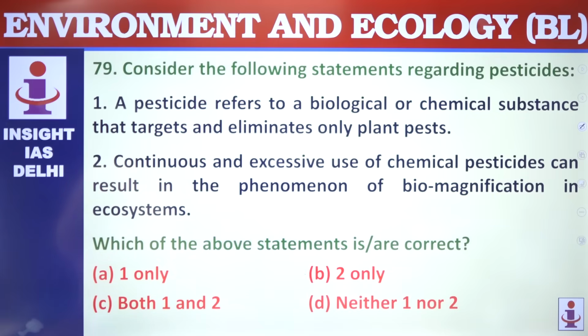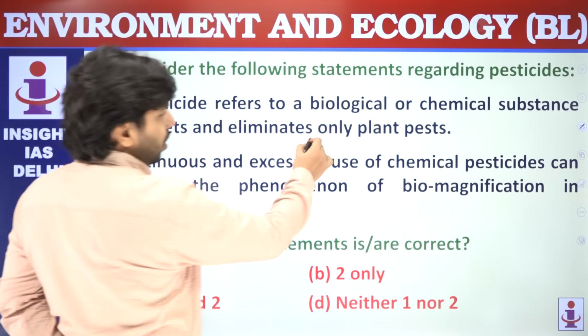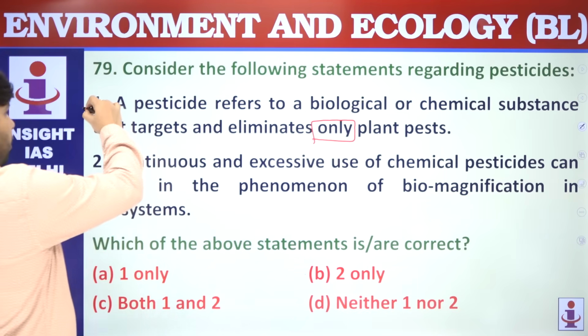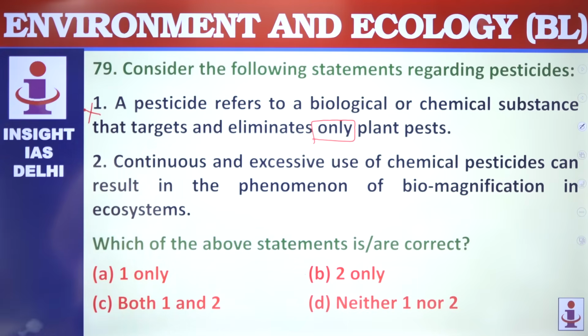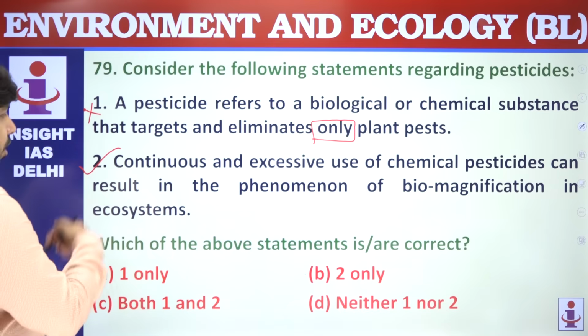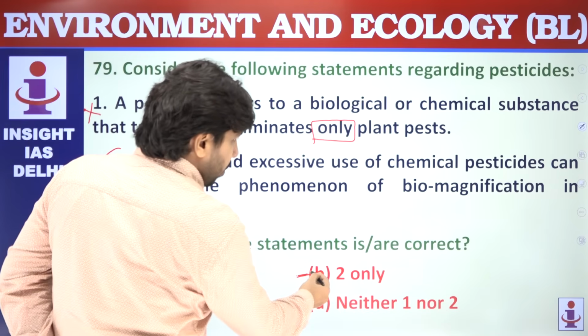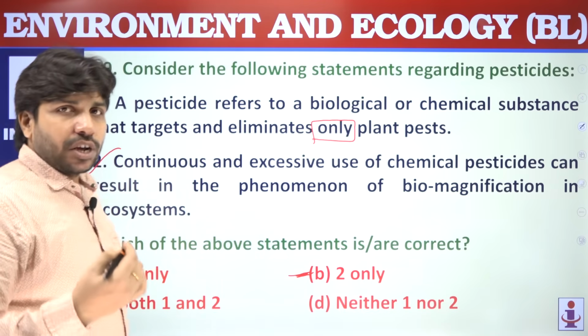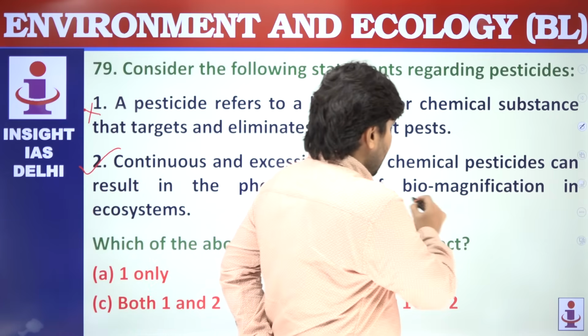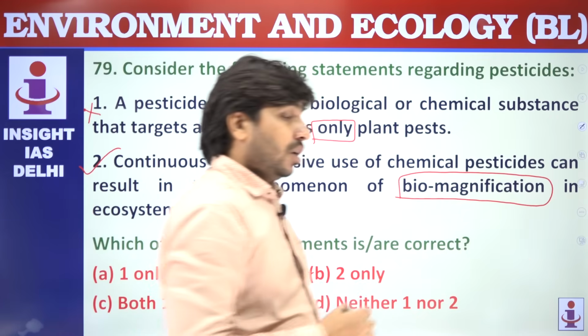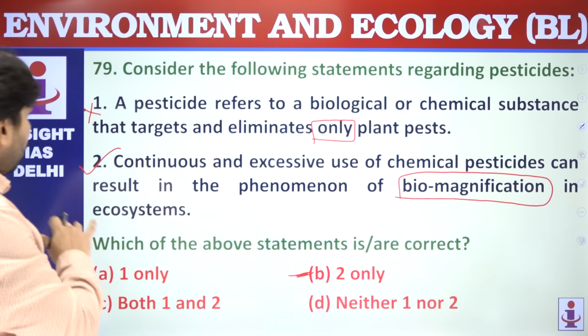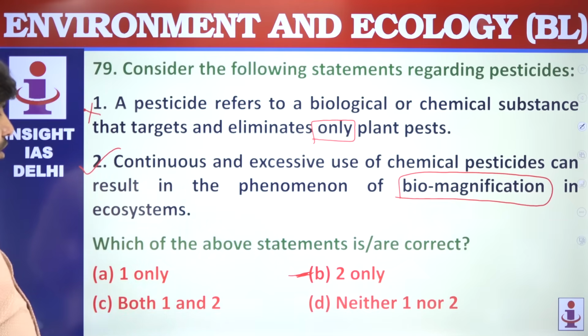Question is regarding pesticides. A pesticide refers to a biological or chemical substance that targets and eliminates only plant pests, not necessarily only plant pests, other pests as well. Statement 1 is not correct. Continuous and excessive use of chemical pesticides can result in the phenomenon of biomagnification. Yes, statement 2 is correct. It is very harmful. Option B is your correct answer.